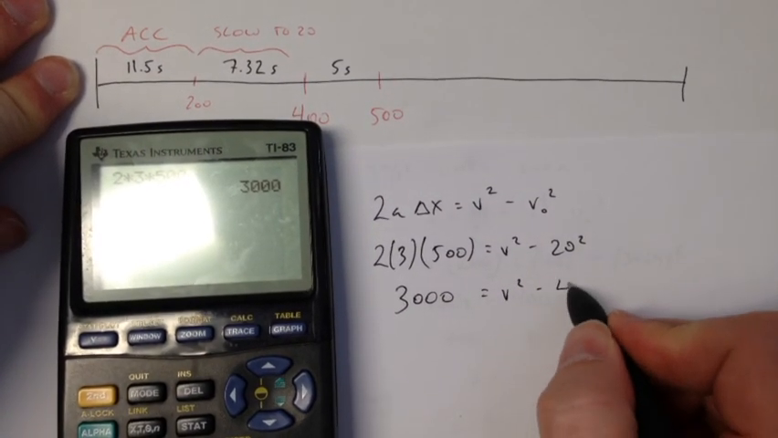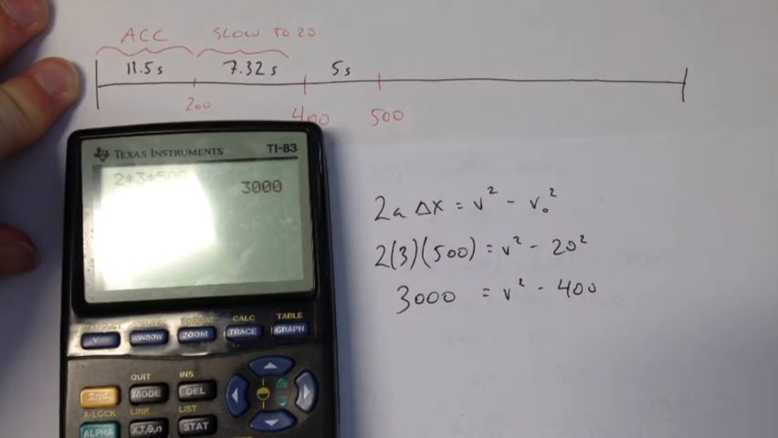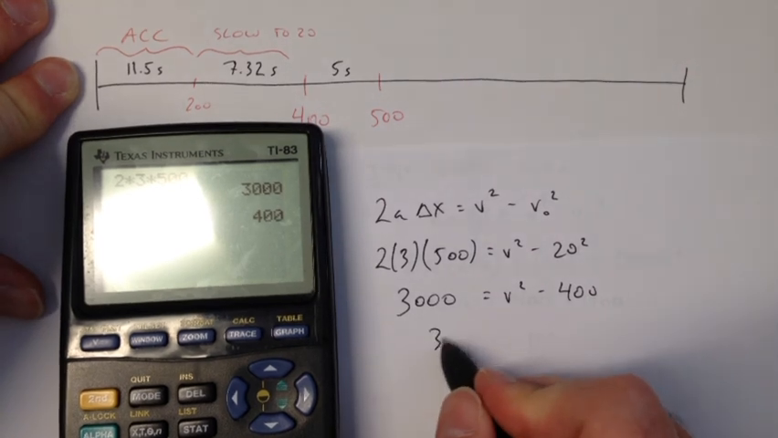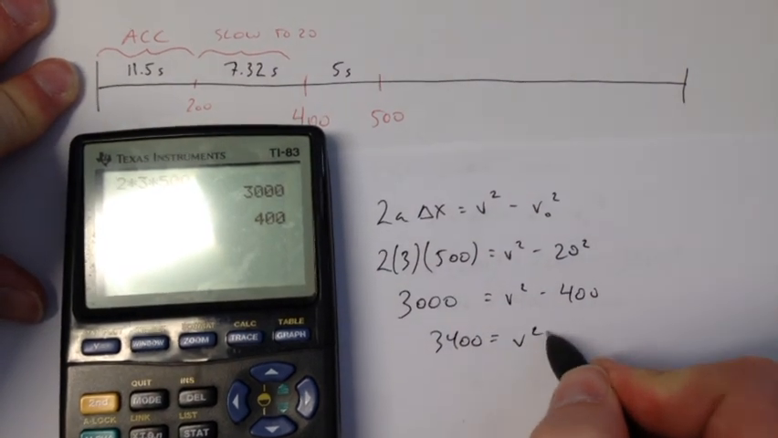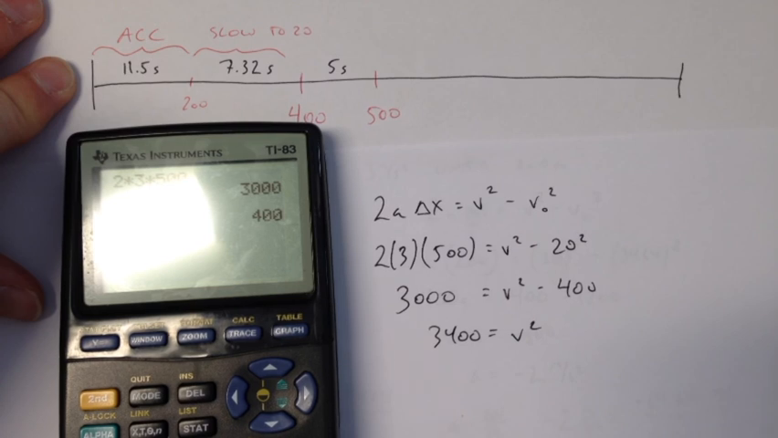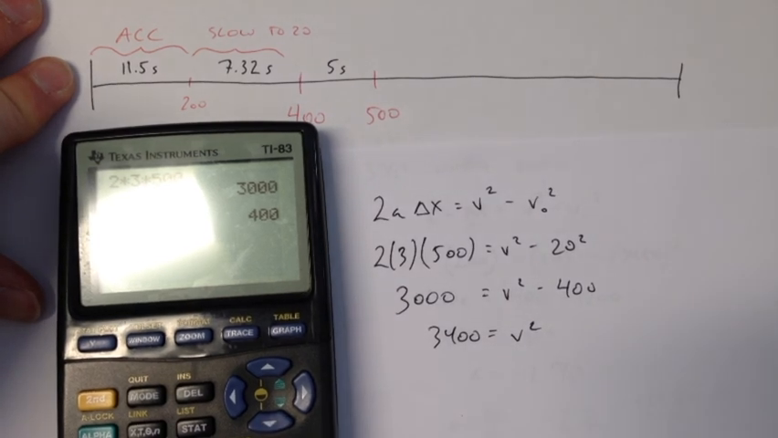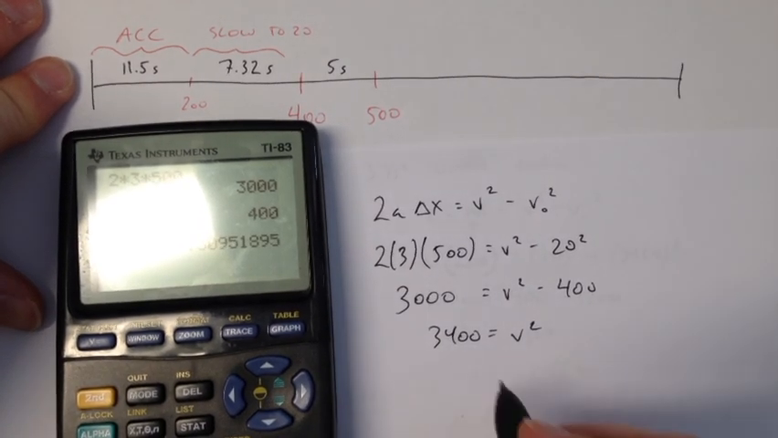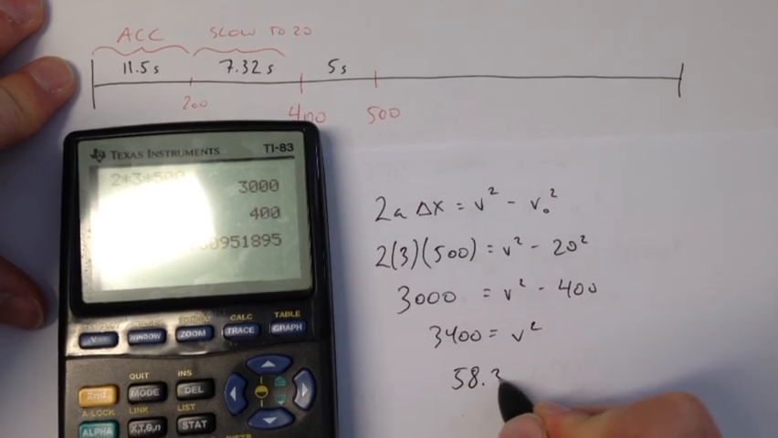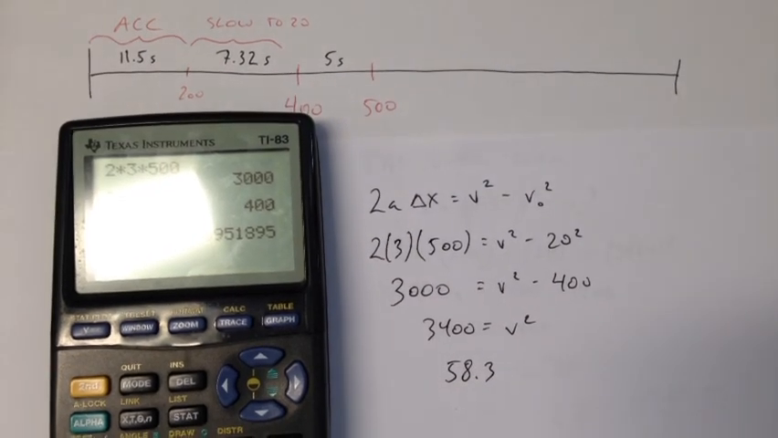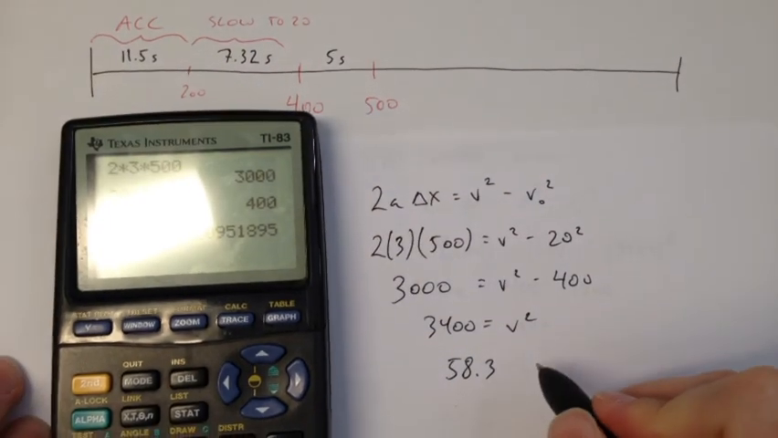20 squared is 400. Right? Okay, good. Add 400 to both sides. Hey, there's our final velocity. Oops. Holy cow. You should never ever go that speed. But just in case you do, the cop didn't see you.